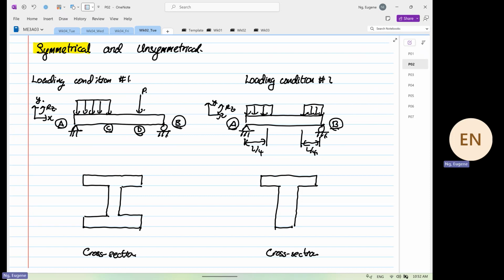Both of them are symmetrical. That's the problem. When we say the word symmetry, you think about what? Geometry.